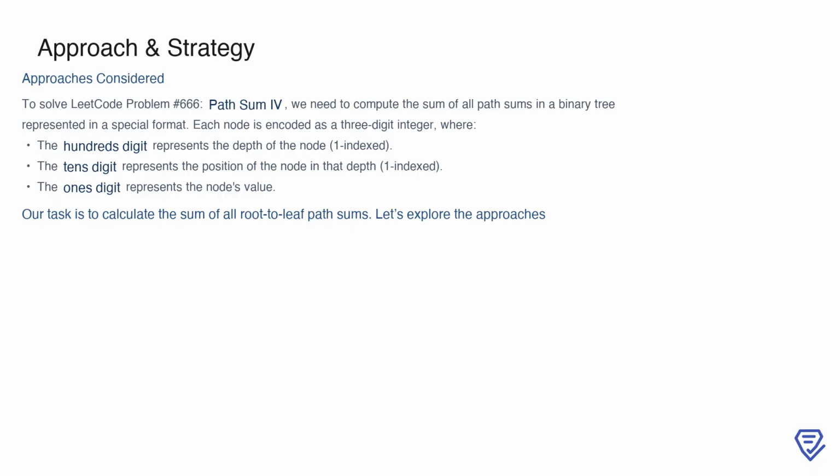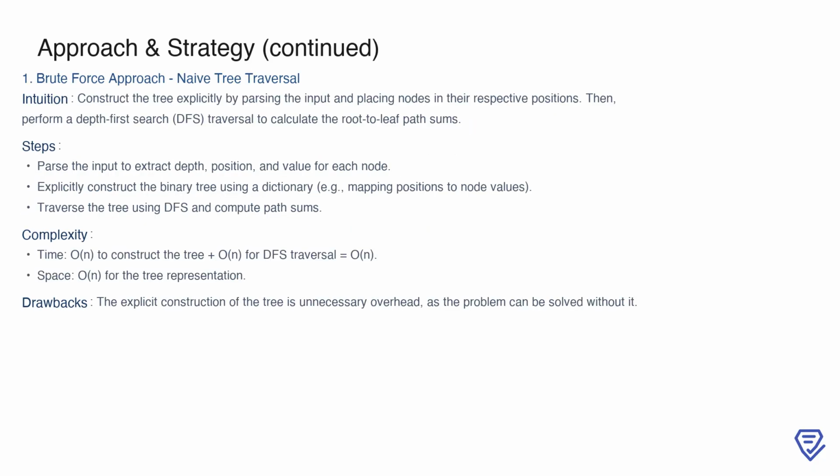The challenge is to compute the total of all path sums efficiently. Let's discuss the potential strategies we can use to solve this problem. One straightforward way to approach this problem is the brute force method, where we explicitly construct the tree and then compute the path sums. First, we parse the input to extract the depth, position, and value of each node.